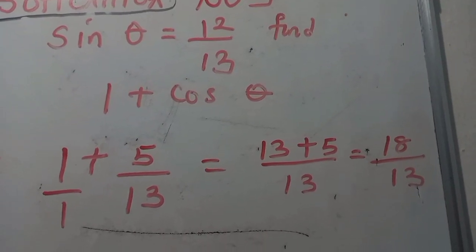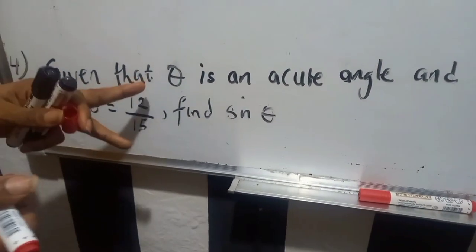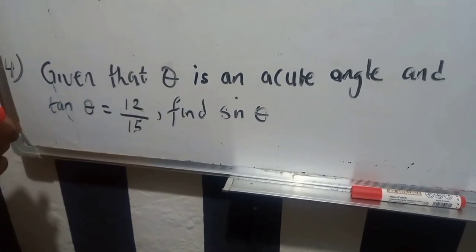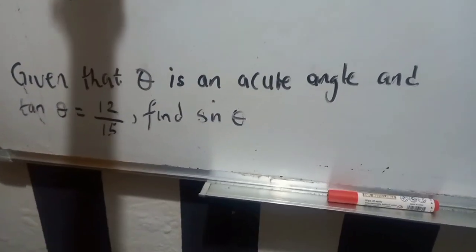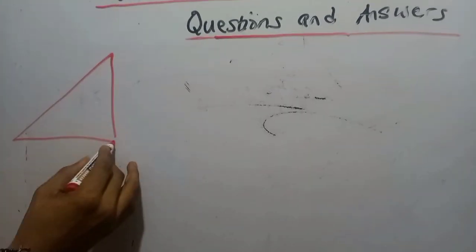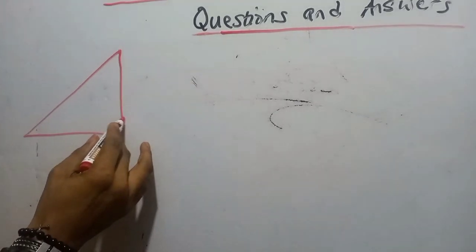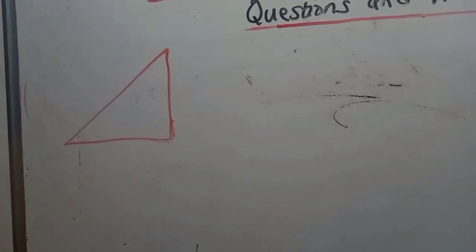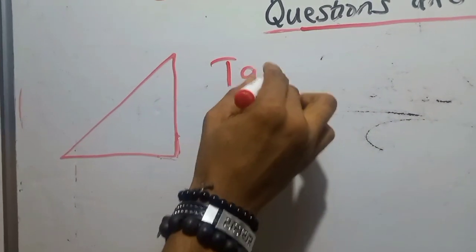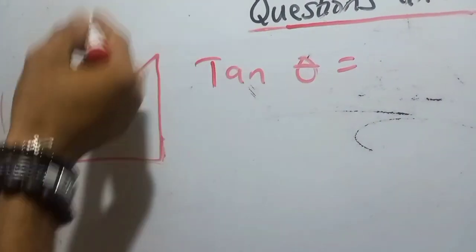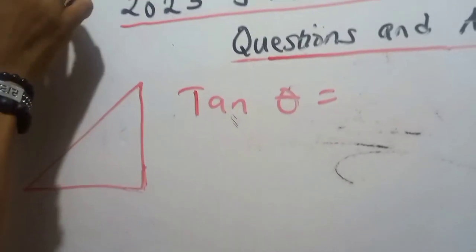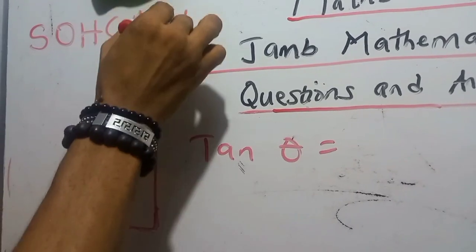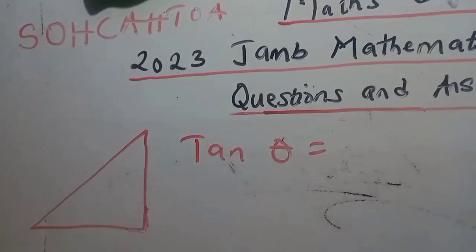So we go to the next one. Number 4 question. Given that theta is an acute angle and tan theta equals 12 over 15. So what happened? We draw, as usual, to illustrate the question. Tan theta simply means what? We don't know. What are we going to do? We're going to use this word, sukatua. Don't forget, okay? This is our key point for solving this trigonometry ratio.